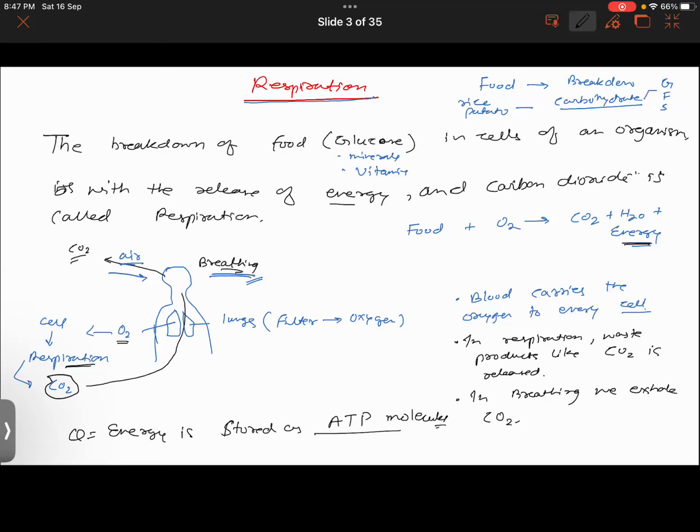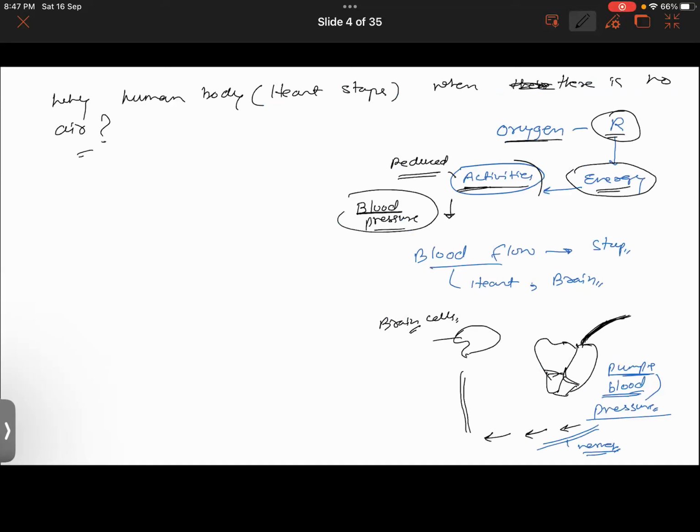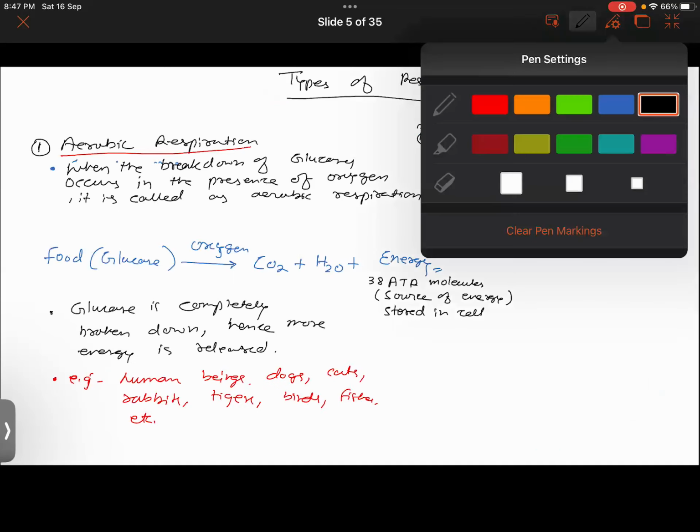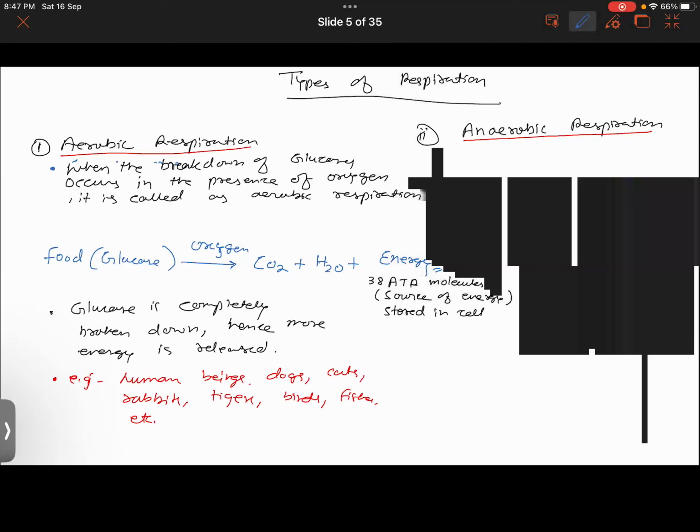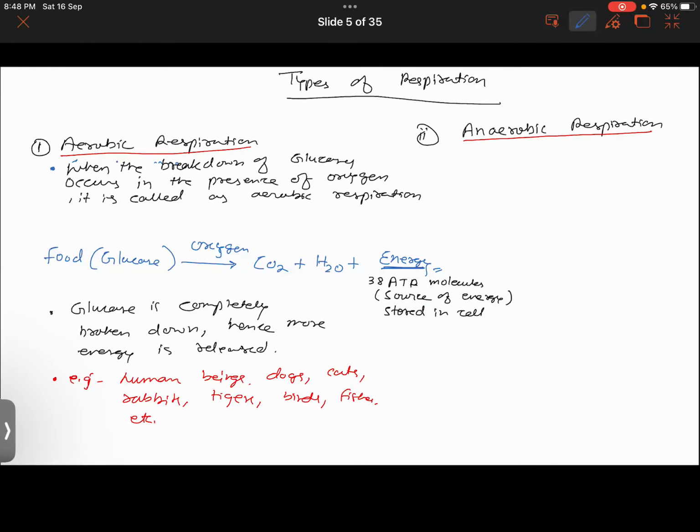One of the interesting things we got to know in our previous class: in the process of respiration, energy is released and it is stored in the form of ATP molecules. ATP molecules are basically the source of energy and it is stored in the cell. Just like how you store different food items in your refrigerators, in the same manner, our cells store energy in the form of ATP molecules. Although this is a bit extra, you don't have to study about this in depth.